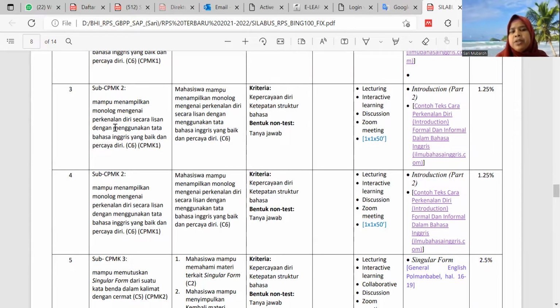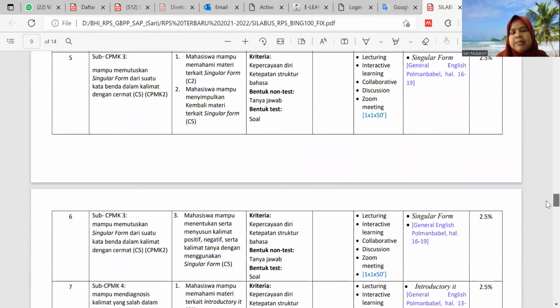You are going to introduce yourself orally, with good English, friendly and confident, of course. Okay, these are the criteria of the material: kepercayaan diri, ketepatan struktur bahasa, dan bentuk tanya jawab.